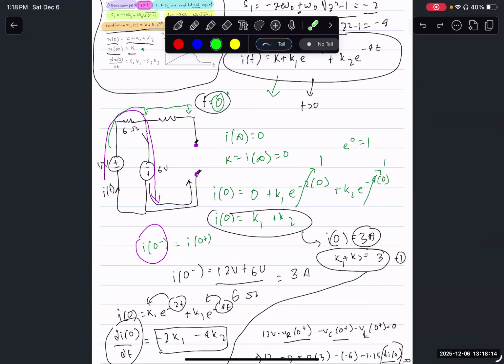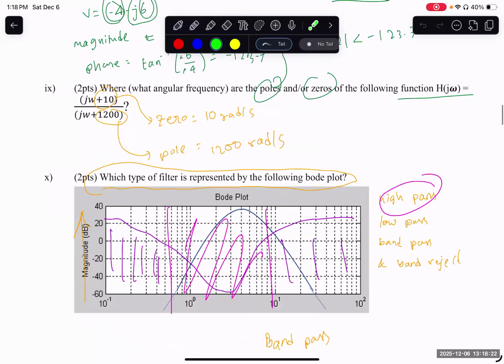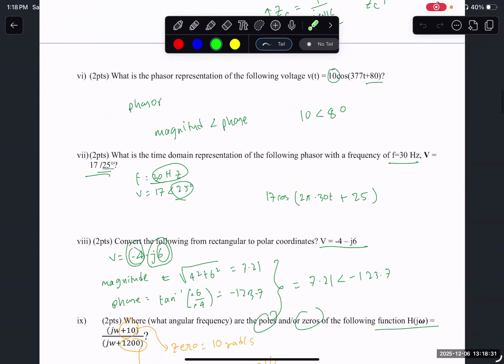How do we determine if it's a sine or a cosine for time domain representation? Do I have that? Okay. So I think this is the question that you guys were asking about.